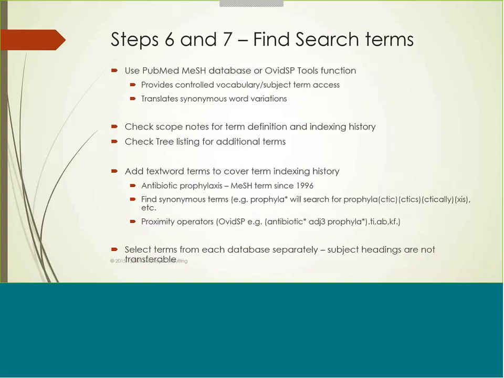Check the scope notes for the term, the definition, and the indexing history. How long has it been in use? Is it only a new term from 2016, or has it been around since 1996, as is the case for our term for antibiotic prophylaxis? There's something called the tree listing. It's like a family tree of all of the subject headings that are available in the database. That's when you decide how many members of this family have to come along for the search. Am I only searching for the general term antibiotics, or am I including every single antibiotic that's listed there? Okay? And if you don't include all of the antibiotics, well, then you're limiting your search results.